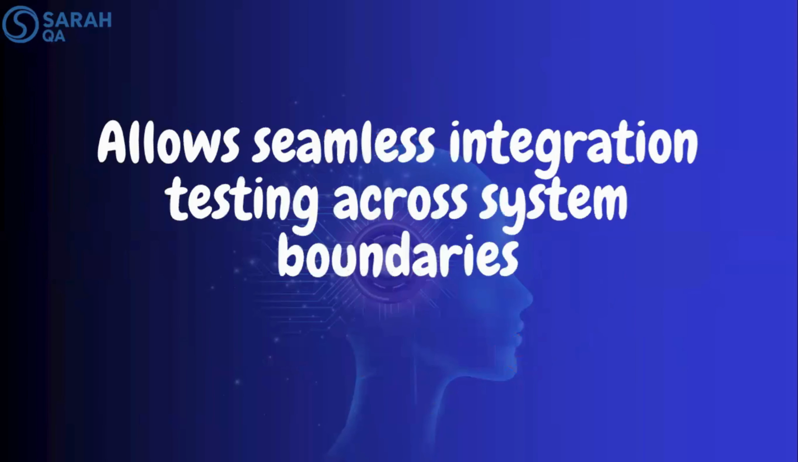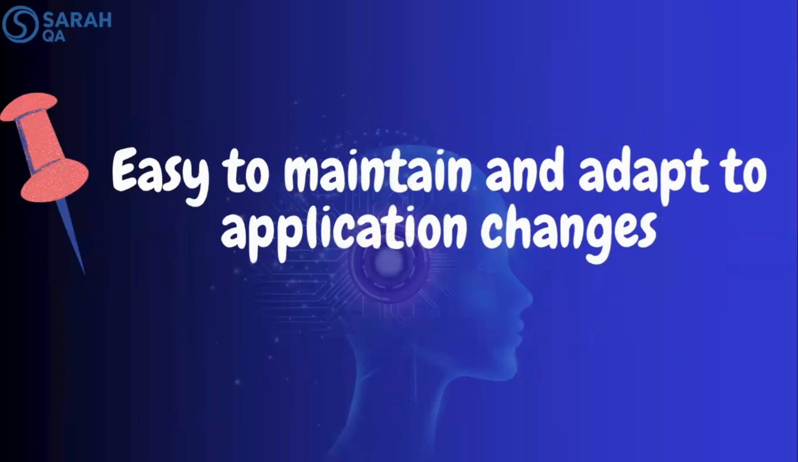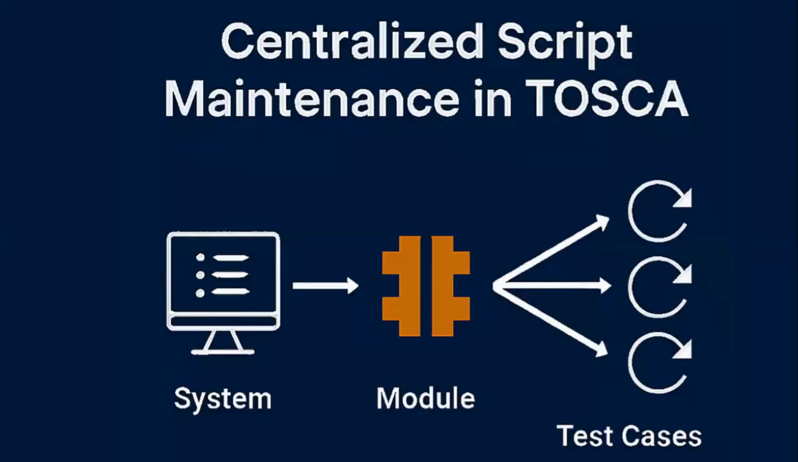So this allows seamless integration testing across the system boundaries, right from UI interaction to the backend data verification. Easy to maintain and adapt to the application changes. So when there are any changes in the application screen, you need not go and modify it in each and every test case. At a centralized point, you can make the changes to the module using the rescan feature. And once the changes are updated to the module, it gets automatically reflected in all the test cases. So maintenance effort is going to be less and maintenance is going to be faster.